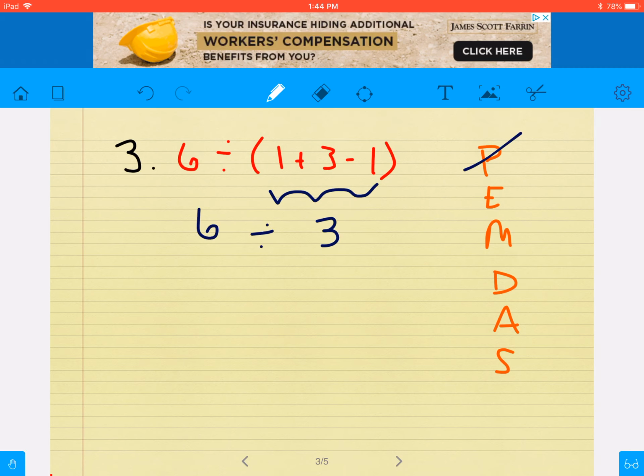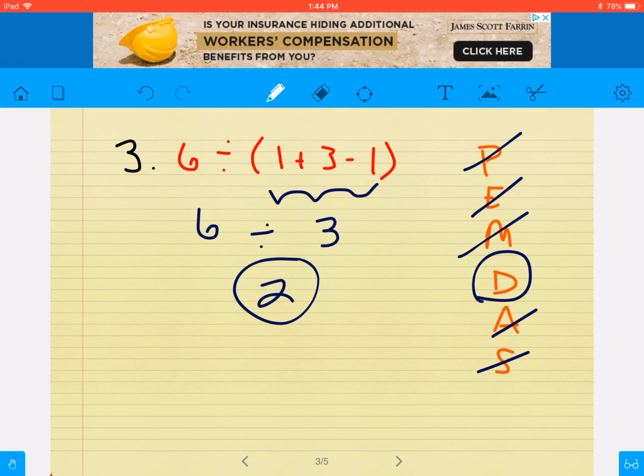And let's check for exponents. No exponents. Check for multiplication, no multiplication. And it looks like our last operation is division. We'll do 6 divided by 3, which gives us 2. So 2 should be your answer for number 3.